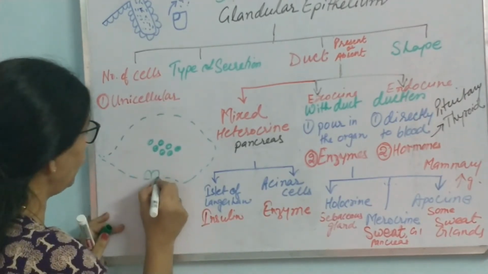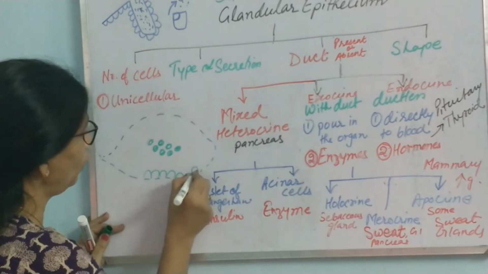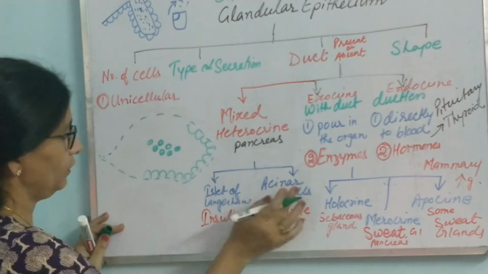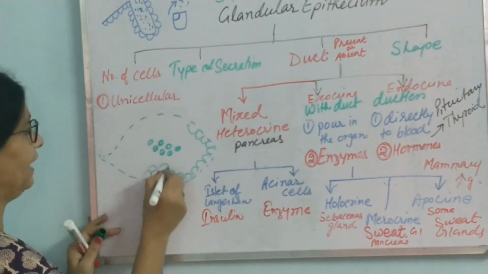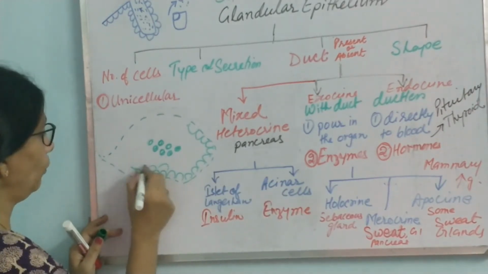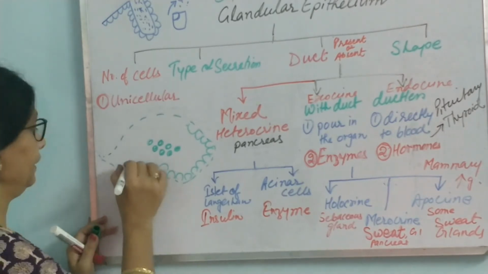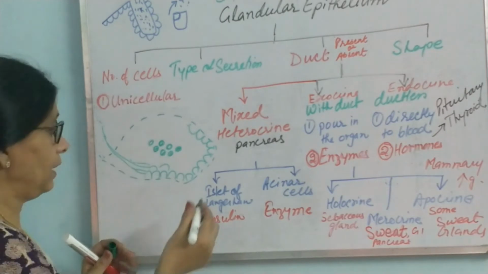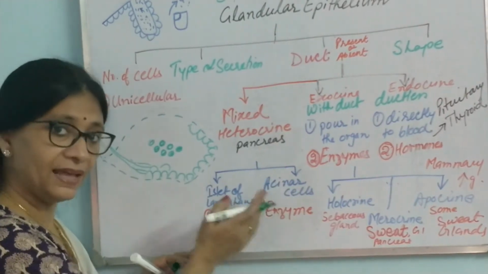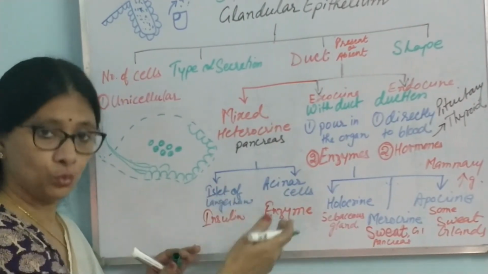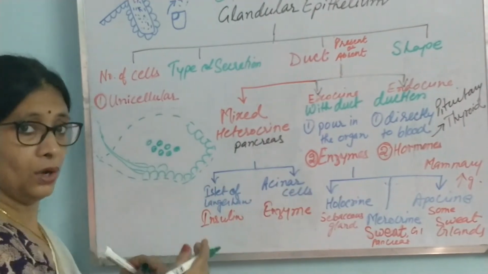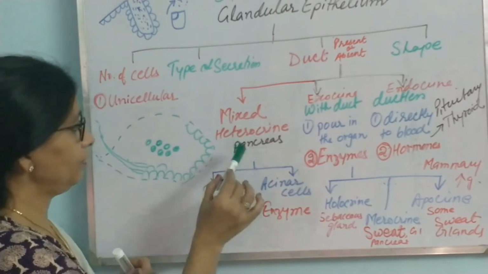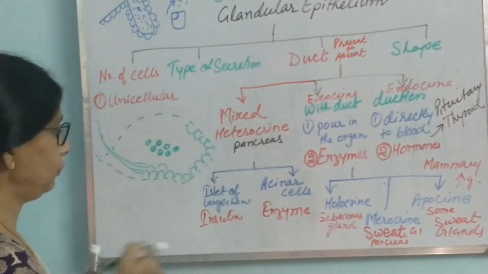Then on the wall of pancreas are these epithelial cells, which are called acinar cells. Acinar cells. They all open by duct, and then they lead to a single duct which goes and opens in the duodenum. Acinar gland secretes enzyme, which is pancreatic juice, and they go to duodenum and they release there. So we see that in pancreas we have two types of cell.